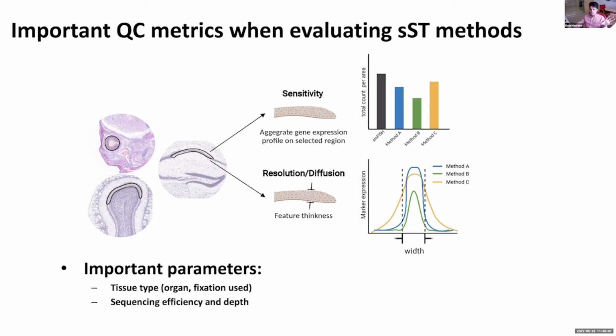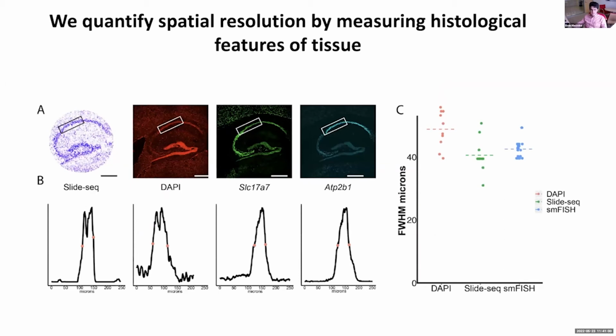So again, I mentioned the important parameters here. The tissue type is absolutely important. Also, the fixation process that's used can dramatically affect things. And we also have to be cognizant of sequencing efficiency and depth. I'm going to skip over this because I've already basically mentioned this. This was just the example from our paper of this actual analysis.